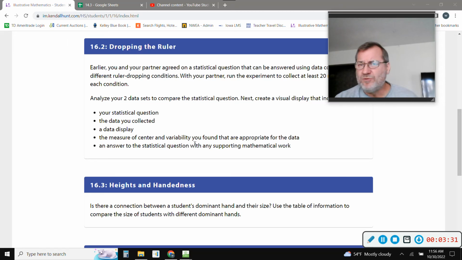I think there shouldn't be too many outliers on this. You really shouldn't have too many outliers. It should be a fairly tight, compact grouping. And then answer your statistical question.